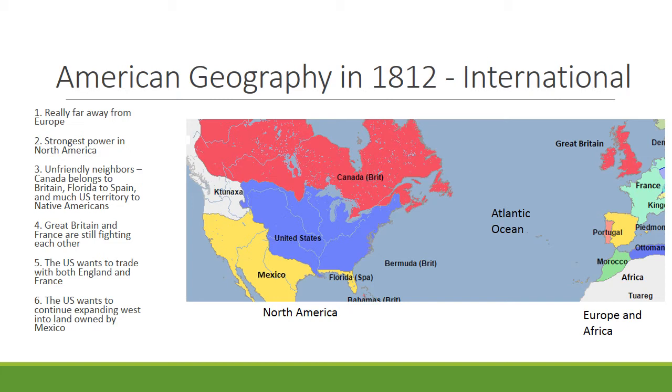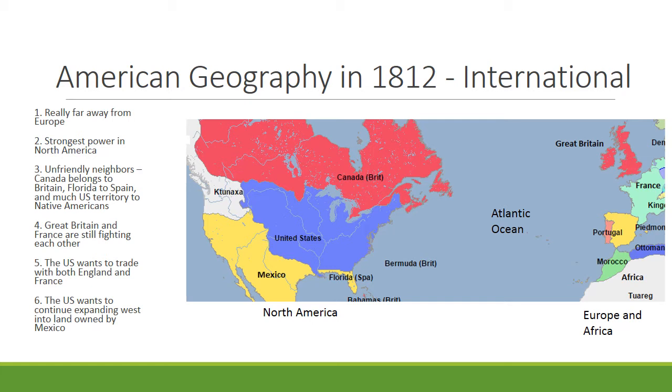Furthermore, the United States is the strongest country in North America. So you see the blue there is the United States. To the north of the United States, you have Canada. And Canada looks really big and powerful, and it's controlled by Great Britain. But really, most of Canada is really cold, with a bunch of forests and really not that many people. So Canada is not a very powerful political entity. It's mostly undeveloped.